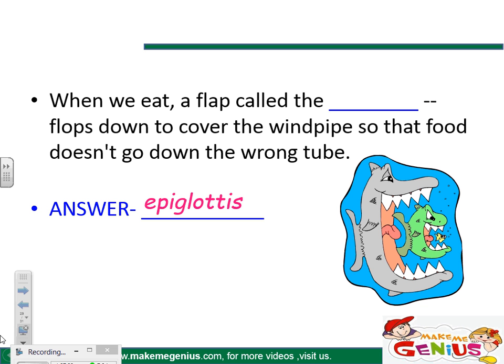So we covered 5 systems. We covered the muscular, skeletal, circulatory, digestive, and respiratory systems. What I want you to do is glue your paper down in your notebook. The other systems we will cover in the next class.